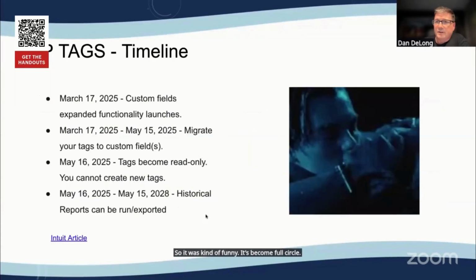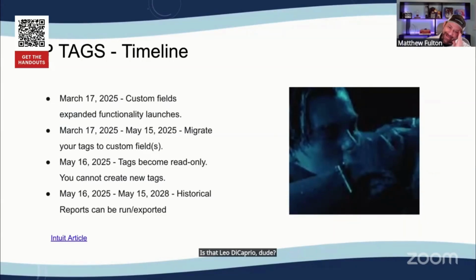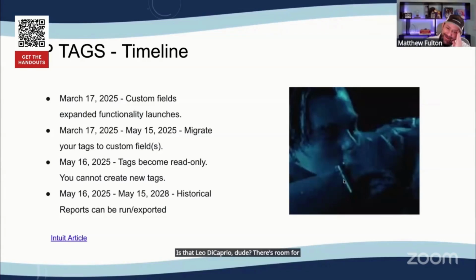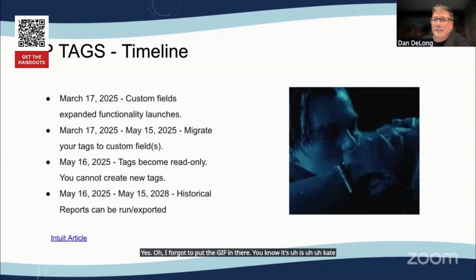But let's talk a little bit about the timeline. Is that Leo DiCaprio, dude? Yes. Oh, I forgot to put the GIF in. There's room for him on the door. Sorry, it was Kate saying, "I'll never let you go."